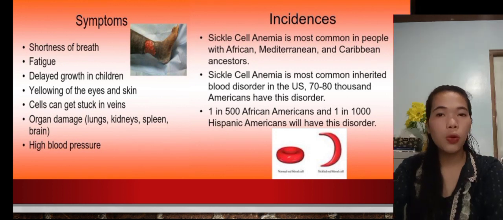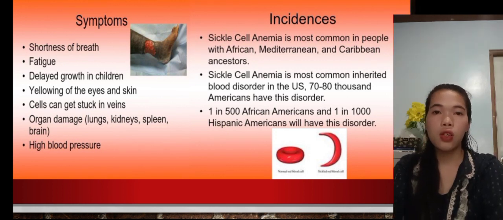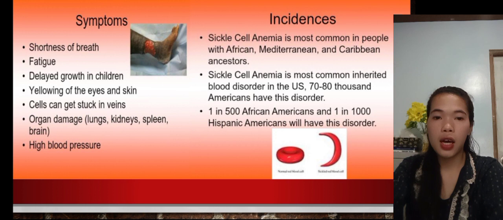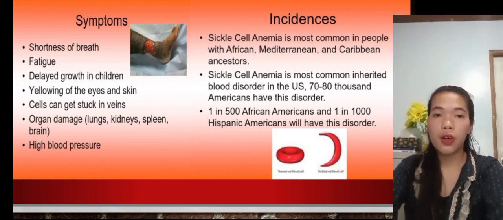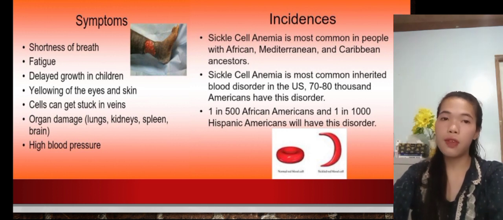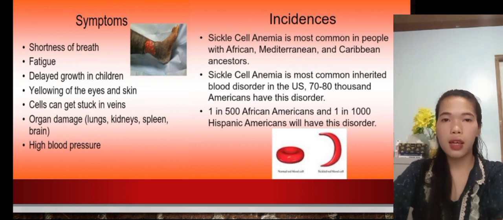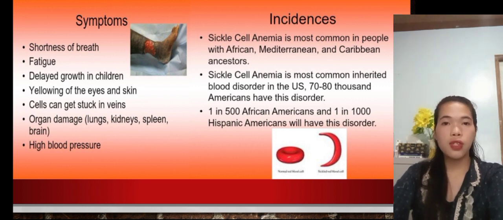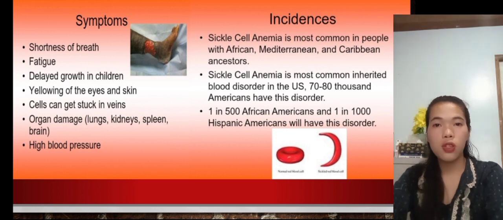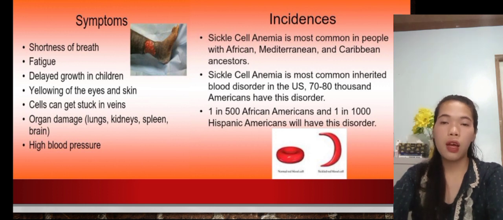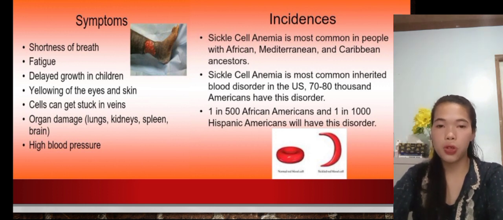Then is yellowing of the eyes and skin. Jaundice is when your skin or the white of your eyes turns yellow. Then the next is cells getting stuck in veins. Blood vessels can get blocked and blood flow throughout the body is restricted, causing pain. Then organ damage, affecting the lungs, kidneys, spleen, and brain. And the last one is high blood pressure.